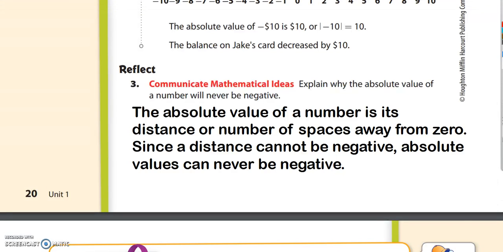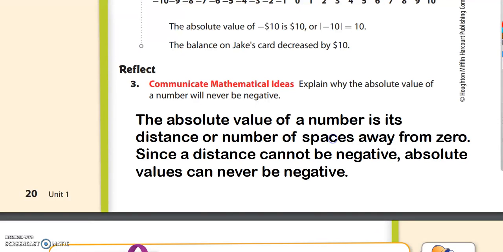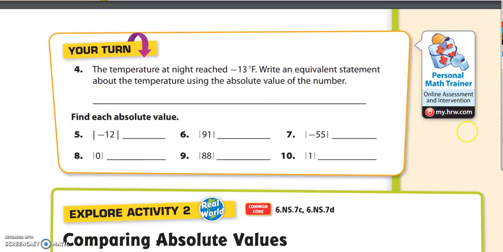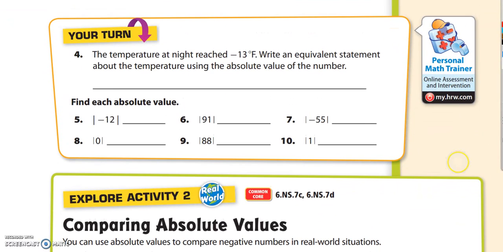All right, let's go ahead and move on to the next page. And we're just going to keep this video rolling, and we'll combine both pages in one video. Let's do the your turn, and then we'll start a new video. Your turn, number 4, reads, the temperature at night reached negative 13 degrees Fahrenheit. Write an equivalent statement using the absolute value of the number.